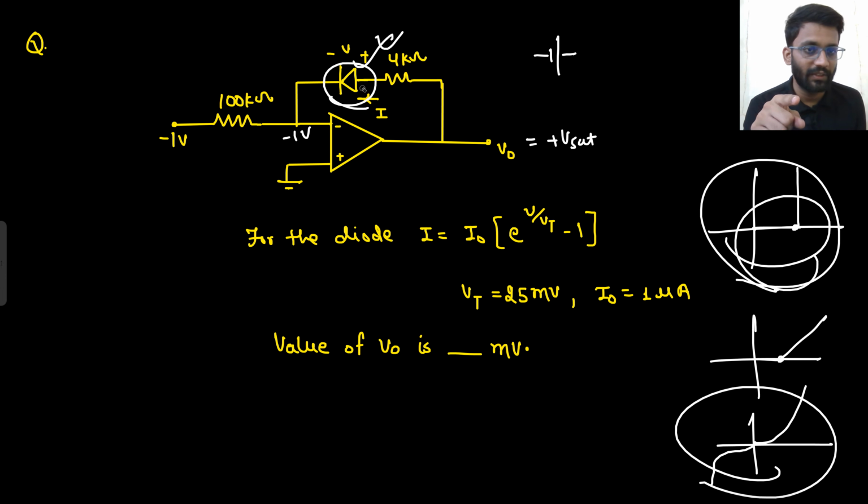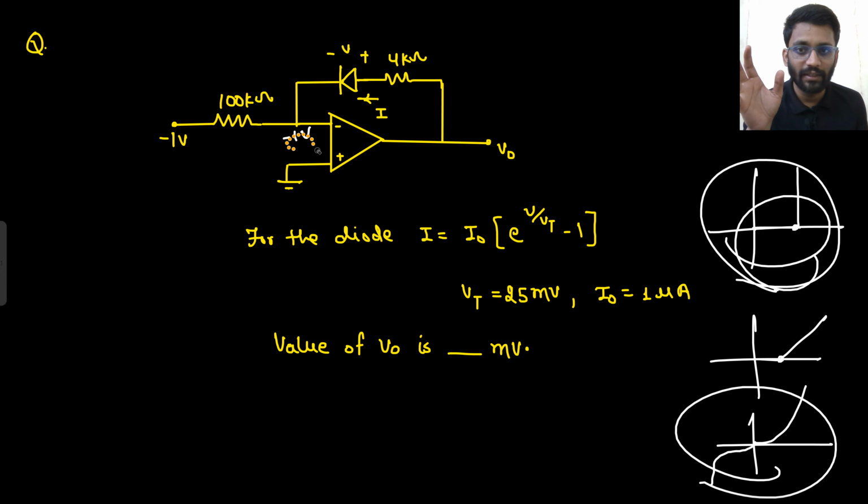Okay, so I cannot replace it with the battery of 0.7. No V gamma value is given, no cut-in voltage is given, nothing is given. So I cannot consider like that. Now I have to do the exact analysis, considering the equation.